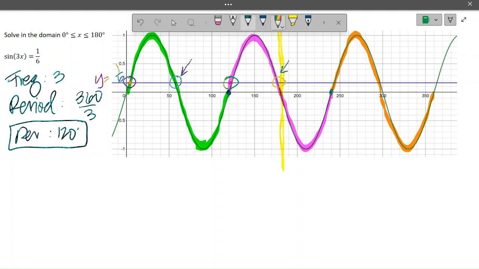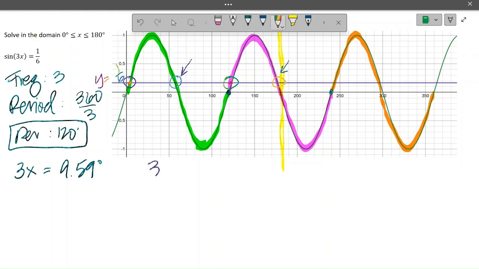So let's go ahead and solve this and find our solutions. I'm going to do what I always do, which is take the inverse sine of both sides. When I do that, I get 3x equals the inverse sine of positive 1/6, and that gives me 9.59 degrees. If your teacher wants you to write all those steps out, go ahead and do that. I didn't want to, so I didn't.